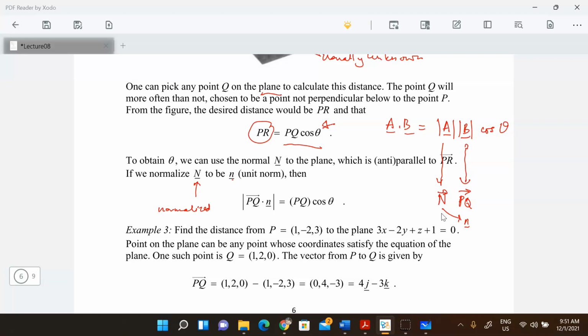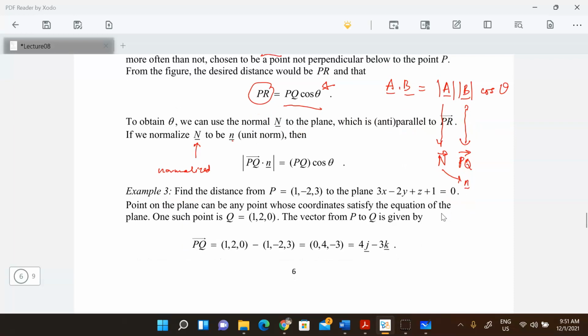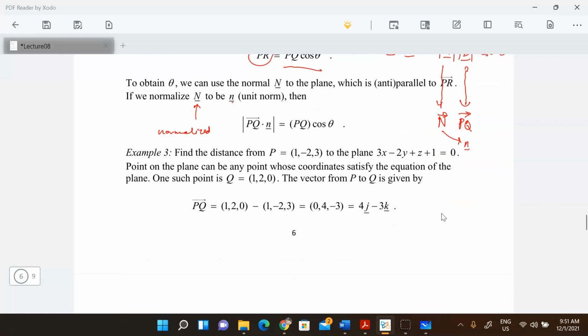I hope this makes sense. I think you need to imagine a little bit what is going on in terms of geometry. So let's look at an example. Here is a given point, and you want to find the distance from this point to the plane, which is given in terms of this equation.